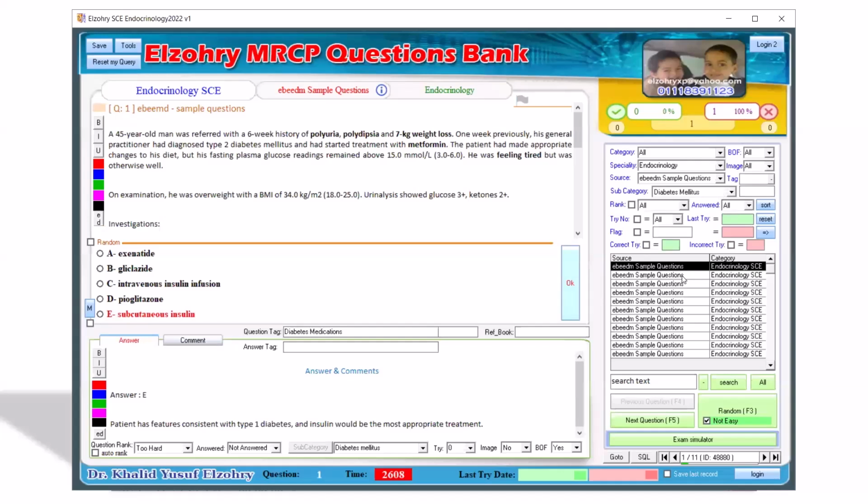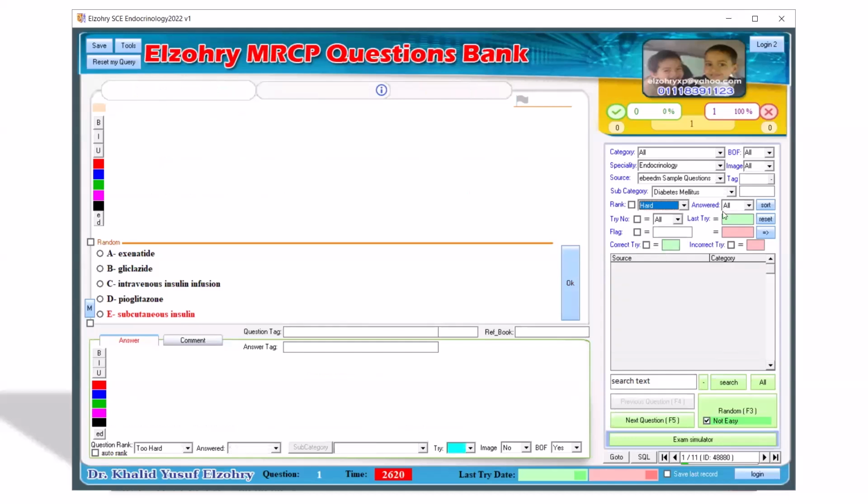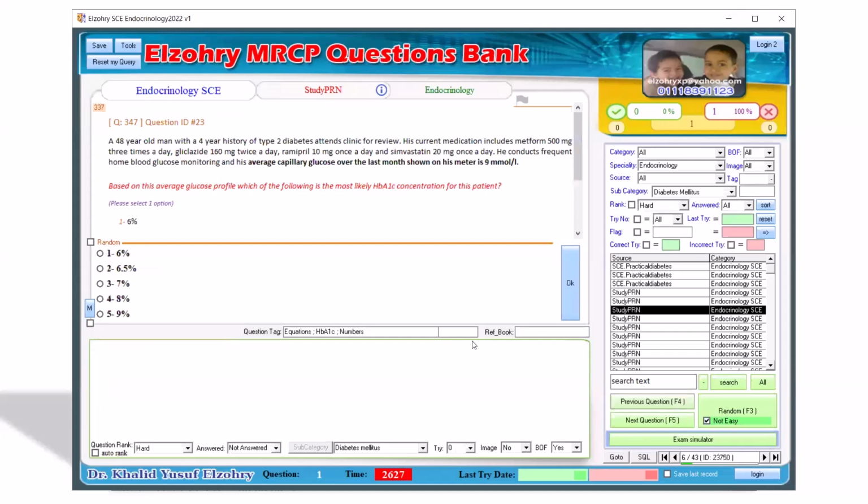This is a very important program which contains a lot of questions, and you can choose, for example, only the difficult, hard questions from all sources like this. Actually, I will change the difficulty of each question according to my level in this tool. And I will give a lot of hints about this program later on, inshallah.